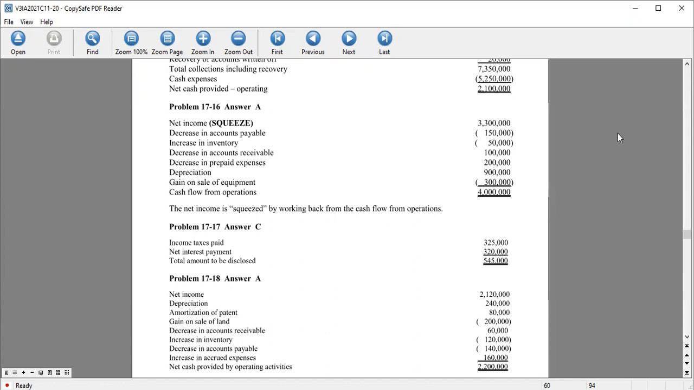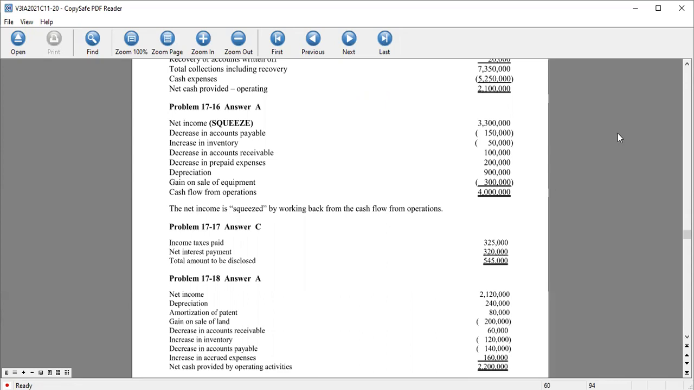The question is, what amount should be reported as net income for the current year? So net income now is the squeeze figure. Normally it's at the top. Now it's missing, so you have to start from the bottom and work back. The cash flow from operations or operating activities equals 4 million as given.